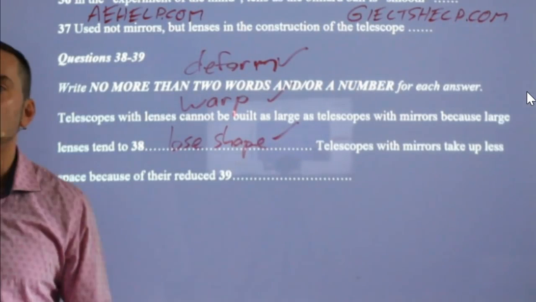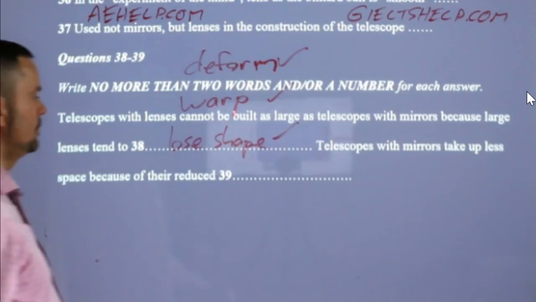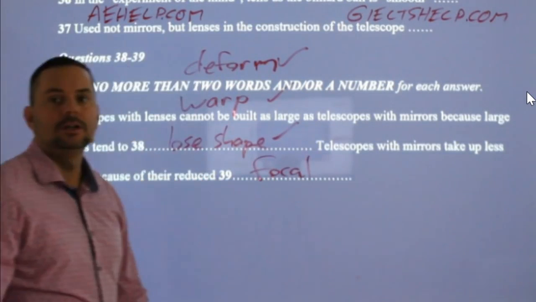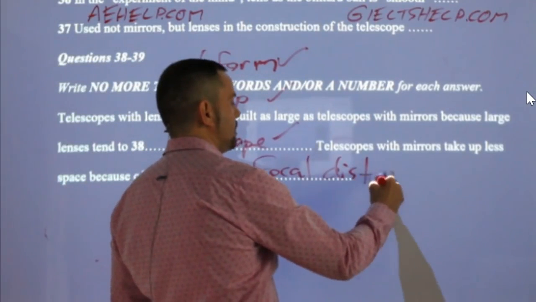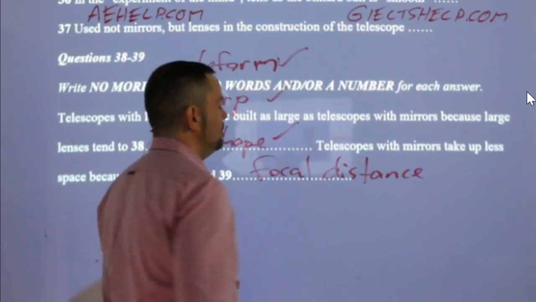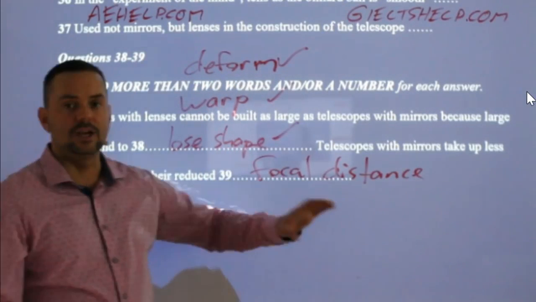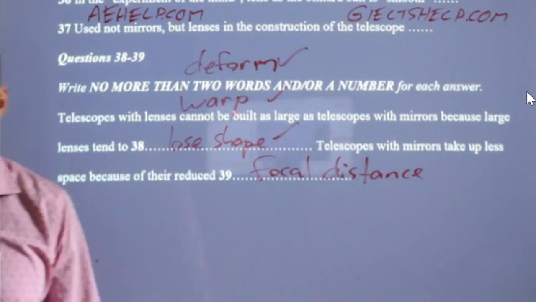What's the last one? Focal distance. That's right. Focal distance. 2 words. Okay, that was a little bit more difficult. Focal distance. So your focus distance. You need both of those. Focal distance. All right, good.